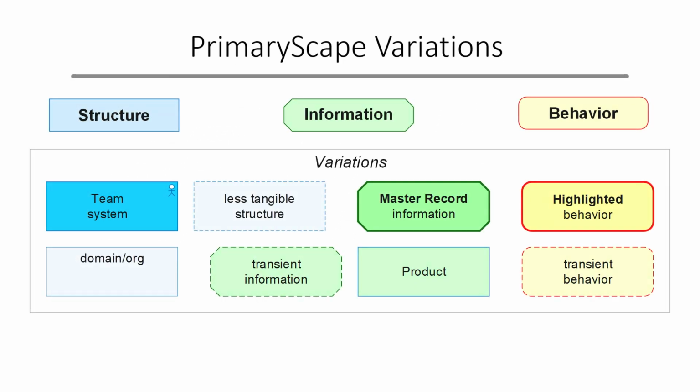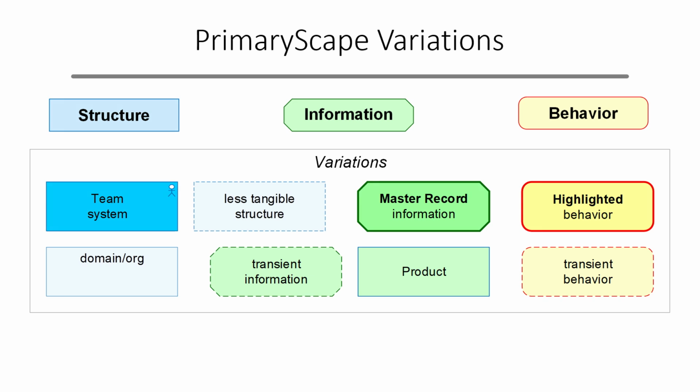PrimaryScape variations. PrimaryScape does not include any official variations, but variations can be used to make diagrams easier to read and understand. These are just some examples of variations that I have found useful. The key is to keep the variations within the boundaries of the PrimaryScape colors and shapes. I will describe these variations in more detail in a different video.